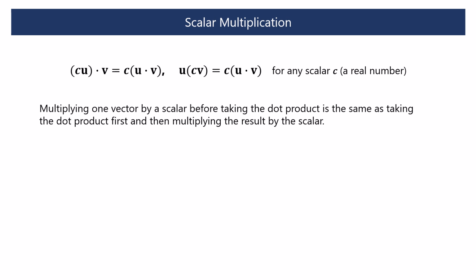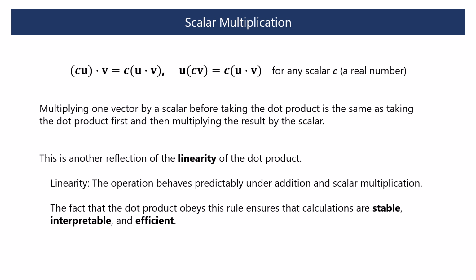Next, let's talk about the property of scalar multiplication. This tells us how the dot product behaves when one of the vectors is multiplied by a scalar. It is written in this way. Here, c is a scalar, a real number, and u and v are vectors. The idea is that multiplying one vector by a scalar before taking the dot product is the same as taking the dot product first and then multiplying the results by the scalar.